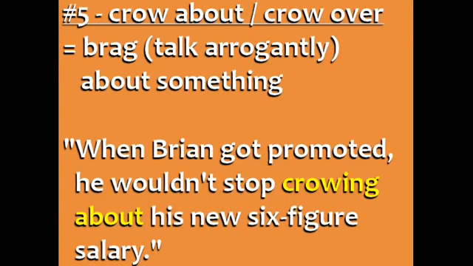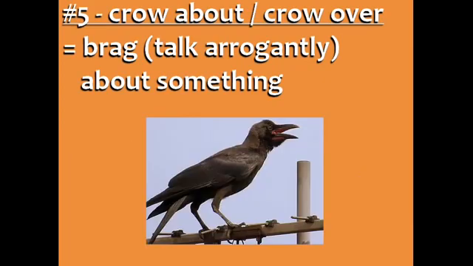Number 5. Crow about or crow over. To brag, talk arrogantly about something. When Brian got promoted, he wouldn't stop crowing about his new 6-figure salary. This bird is called a crow. The song of a crow is rather loud and annoying. In the same way, a person who talks arrogantly about themselves or about some success is said to be crowing over it, because it's usually annoying to listen.